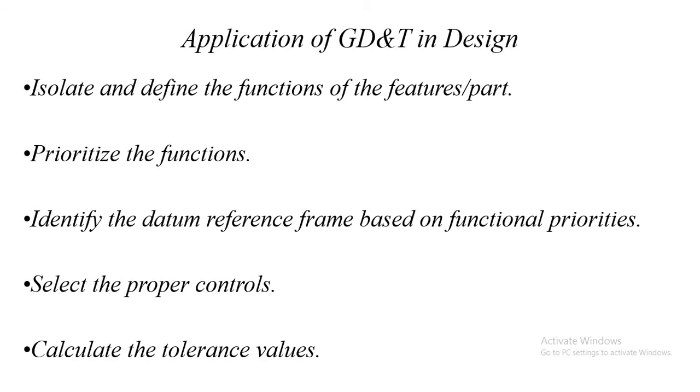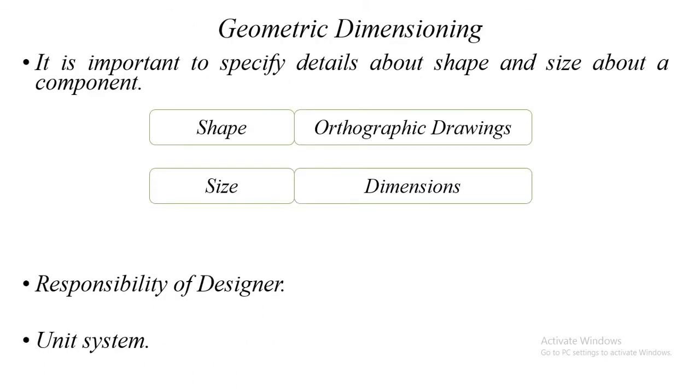First, to isolate and define the functions of the features or part. Second, to prioritize the functions. Third, to identify the datum reference frame based on functional priorities for defining the dimensions and the tolerances. Fourth, to select the proper controls like form, orientation, location, runout, etc. Fifth, to calculate the tolerance values by following BIS system of fits and tolerances.